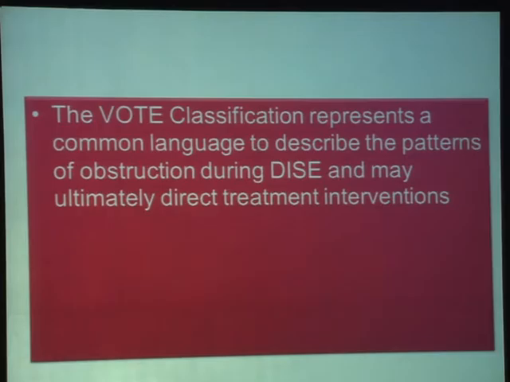Why do we need a classification? Because if I do it here and somebody else is doing it in Delhi and somebody else is doing it elsewhere, we don't speak a common language, like how we speak English in India as a common language. We need a common language to validate our data so that we can put all our data together, go into an international forum and publish it.